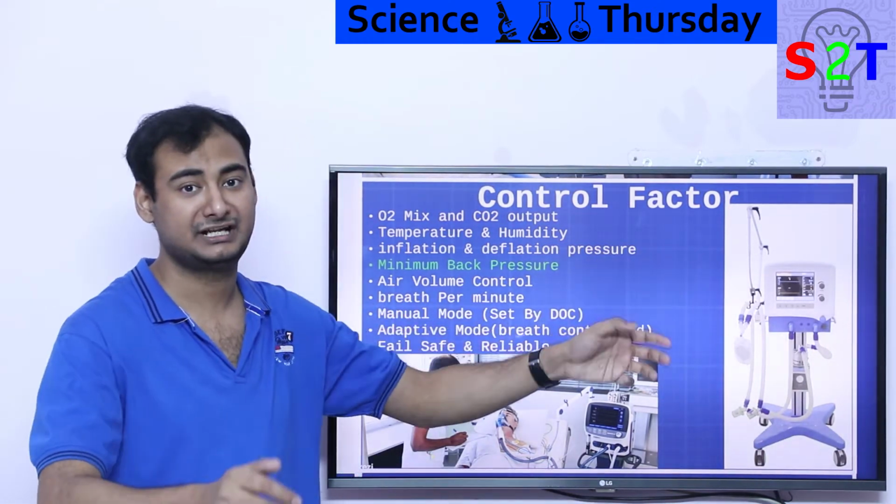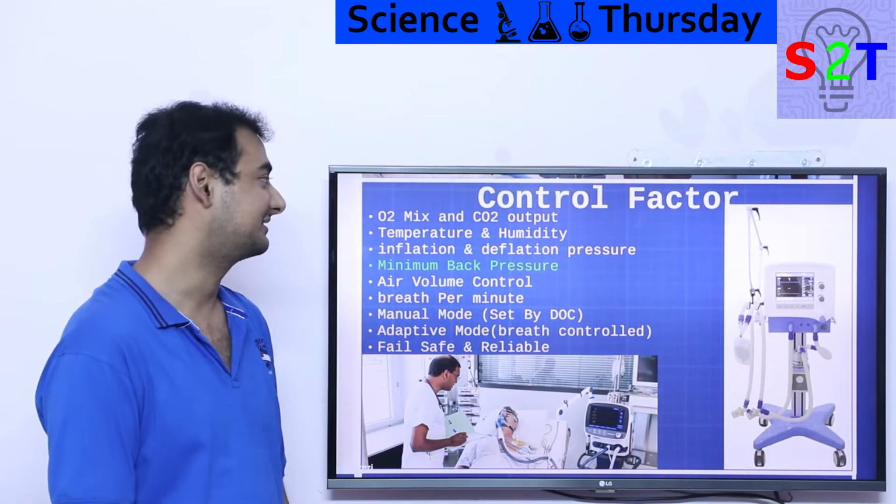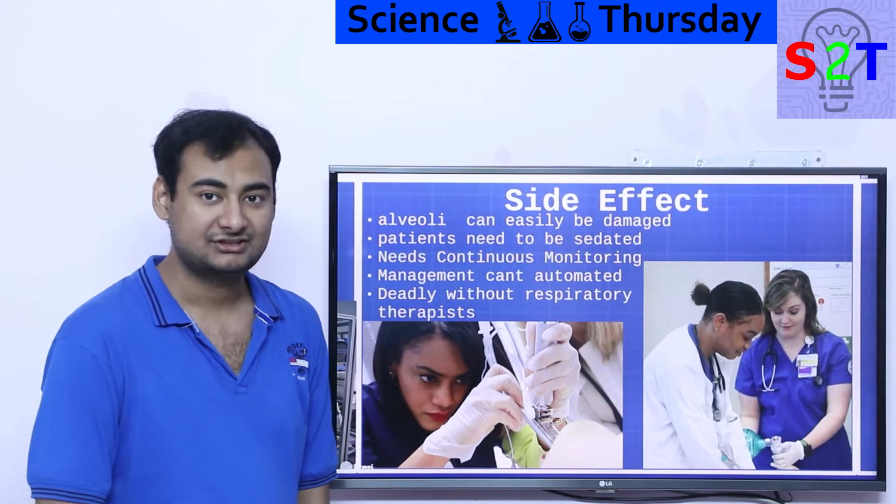That's why you have so many knobs and dials and touchscreens, and a 20-inch Tesla-style touchscreen. So what are the side effects of this ventilator?